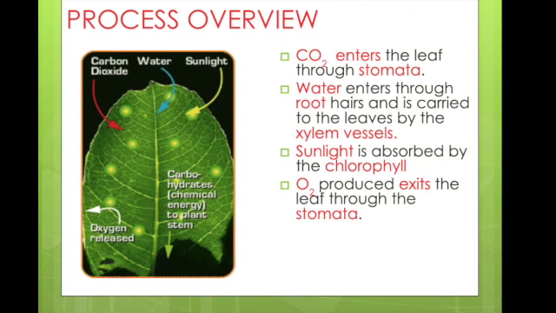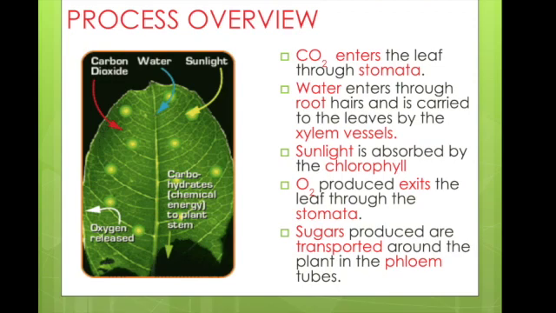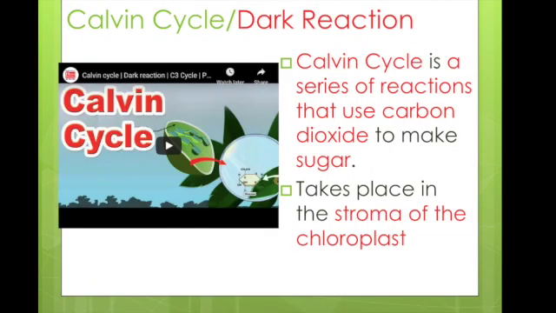Sunlight is absorbed by the chlorophyll, and then O2 produced exits through that stomata, remember, like the mouth, and then sugars are produced and they go through the phloem, which goes to the roots, usually like storage. So if you think of potatoes, phloem is for food, and food is the sugar, and sugar is a carb, and carbs are storage in plants. Going back to that first week.